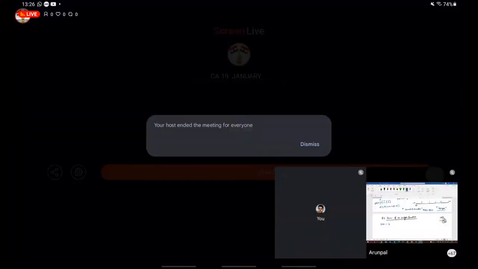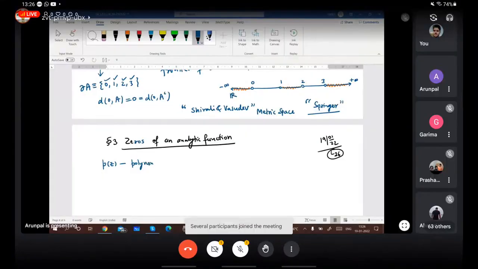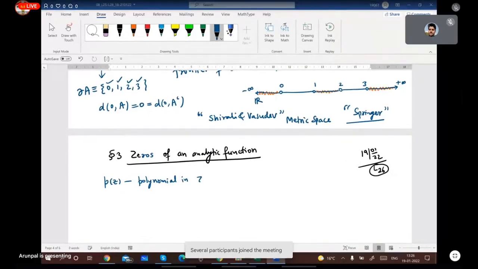Suppose this is some polynomial in the variable z.